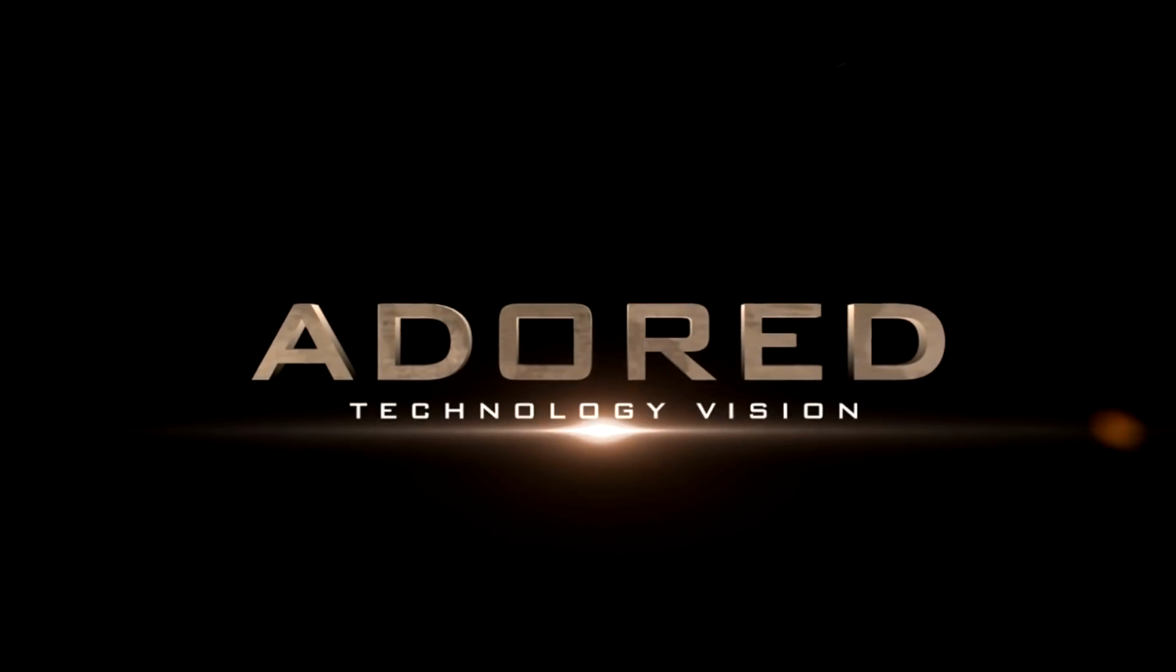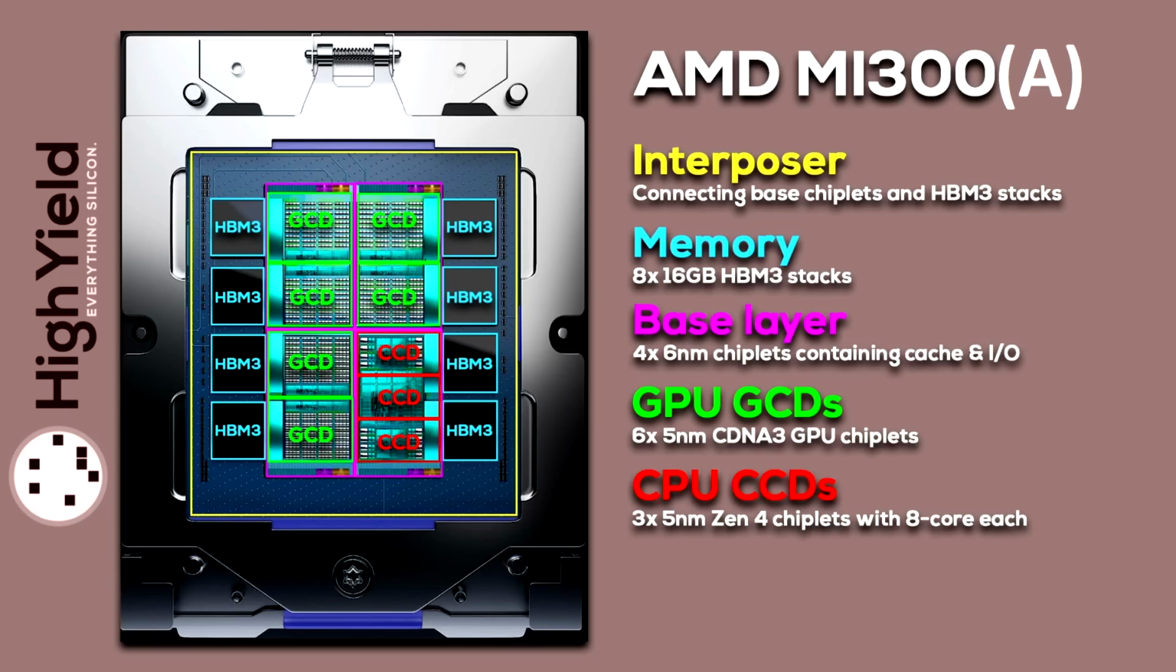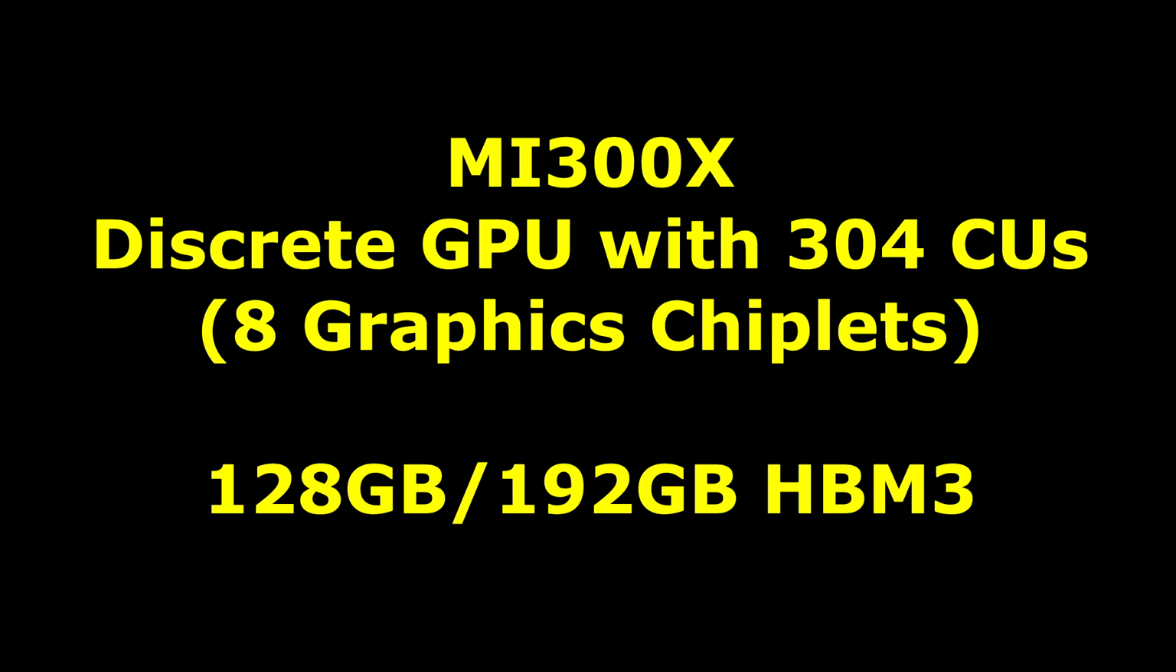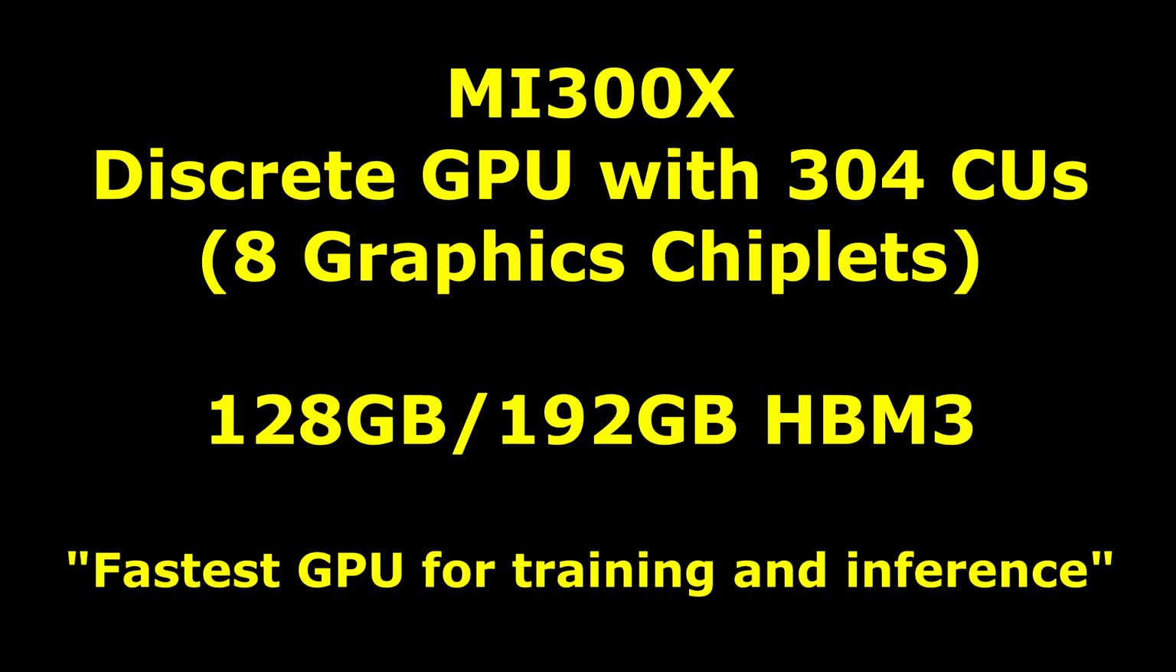Right, so to finish this one off with yet more leaked info. Throughout this video, you've heard me say and emphasise A when talking about MI300A. But there is not just one MI300, nor are there just two, but three MI300s. So, say hello to MI300X. MI300X is not an APU, it's a discrete GPU with 304 compute units. That is 8 graphics chiplets, all connected via an Infinity Fabric mesh. On top of that, it also has the option of up to 192GB of HBM3. AMD are pulling no punches while declaring this GPU as the fastest GPU for training and inference.